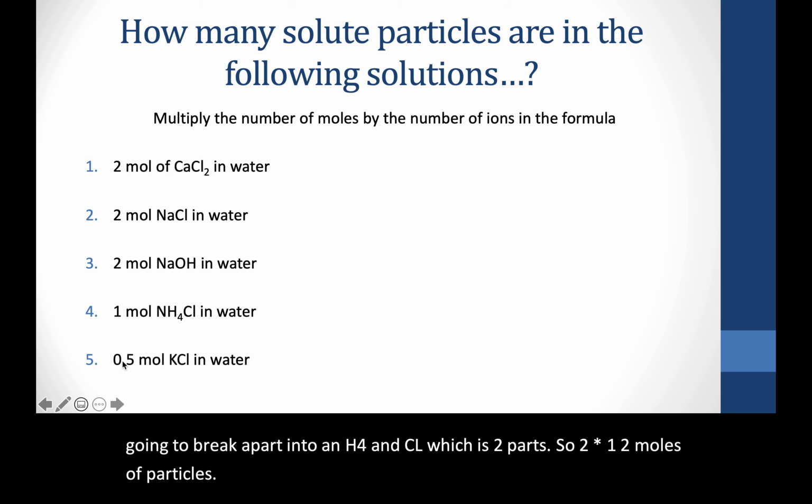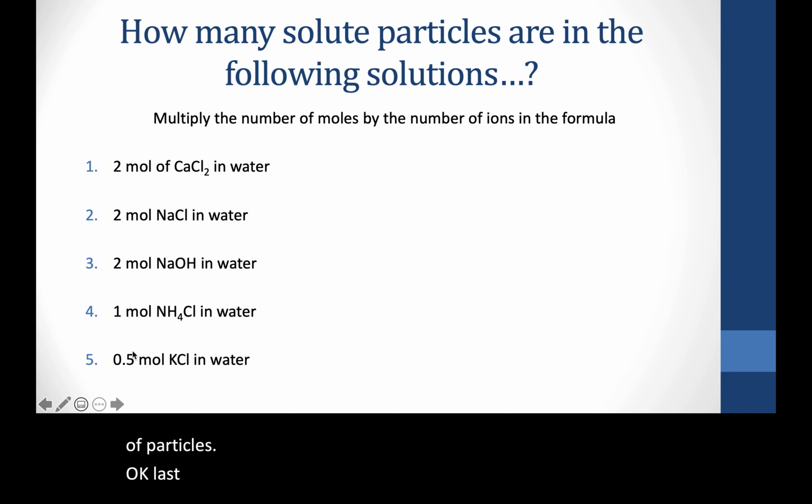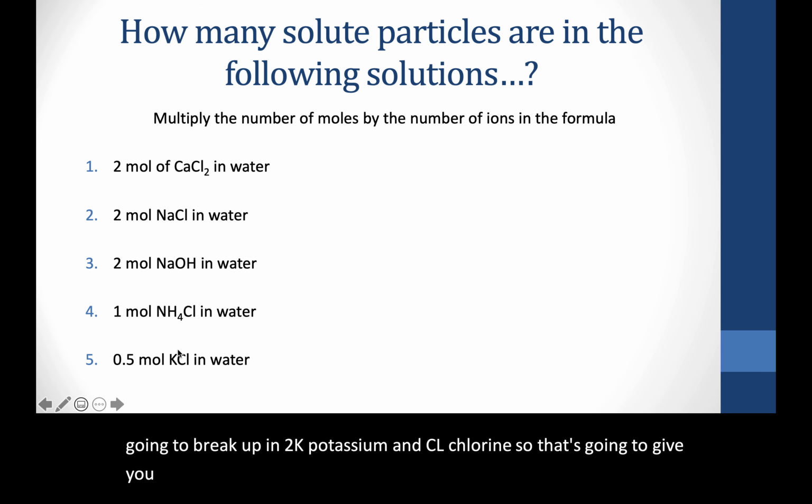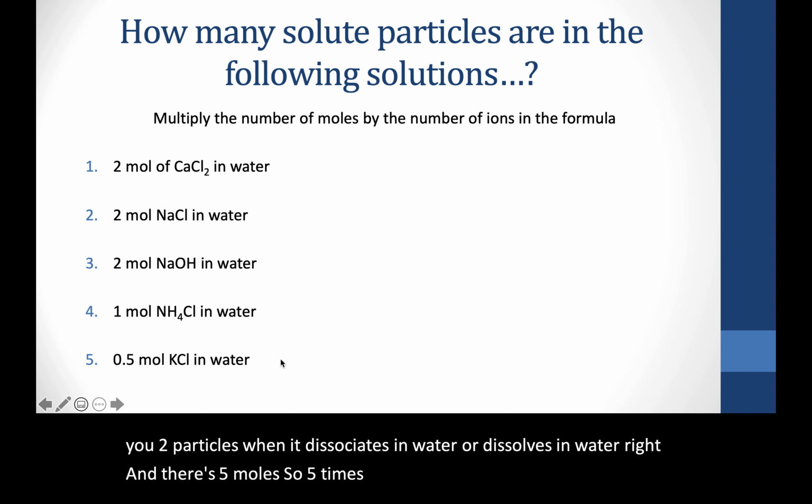Okay? Last example, 0.5 moles of KCl in water. KCl, this one's pretty simple. It's going to break up into K, potassium, and Cl, chlorine. So that's going to give me 2 particles when it dissociates in water or dissolves in water. Right? And there's 0.5 moles, so 0.5 times 2 is 1. This will create 1 mole of particles.